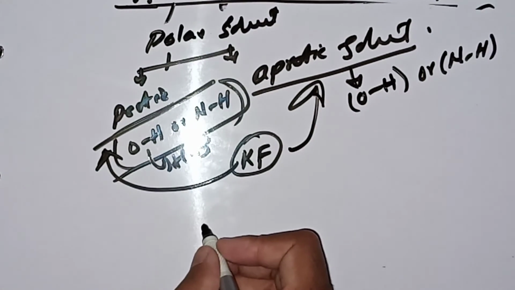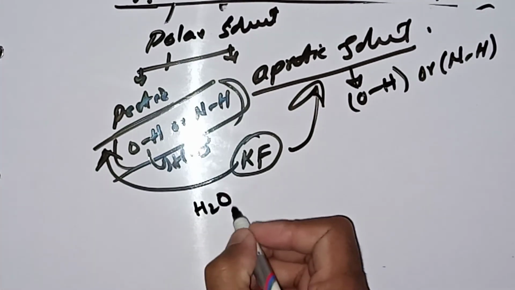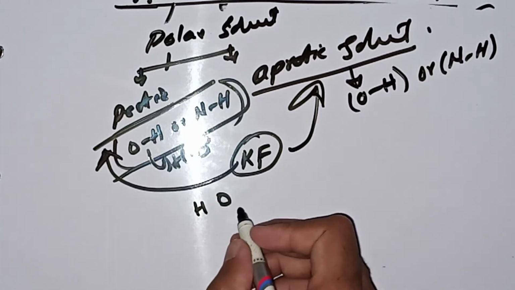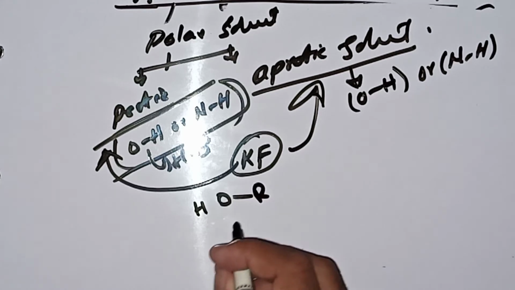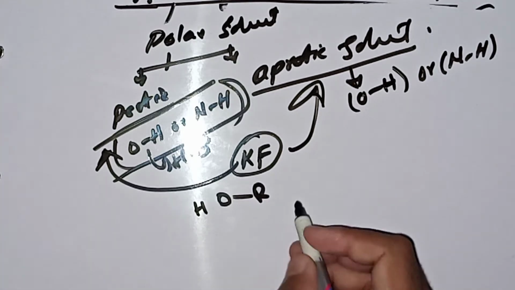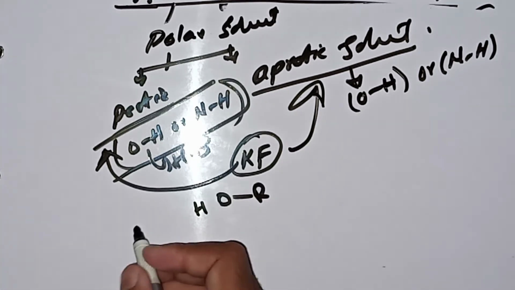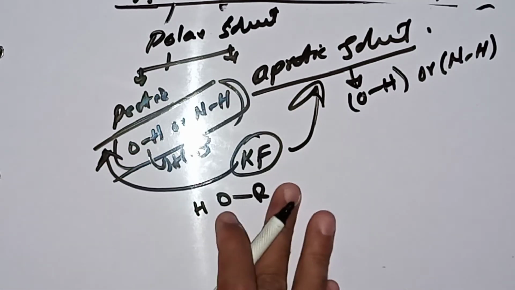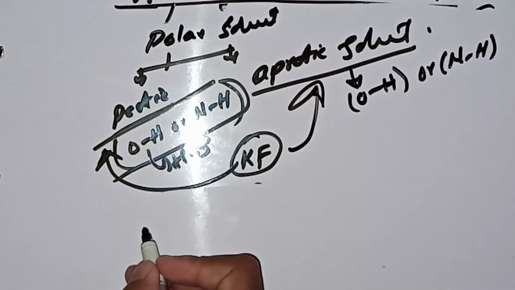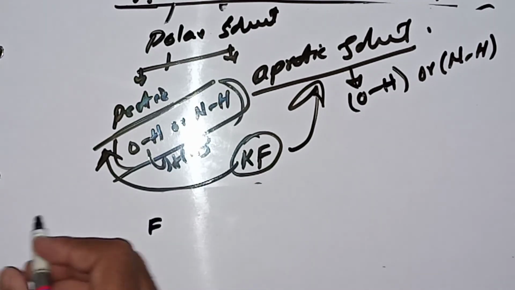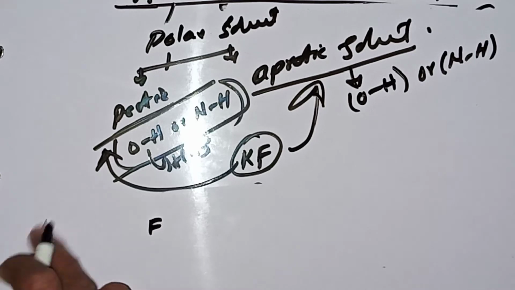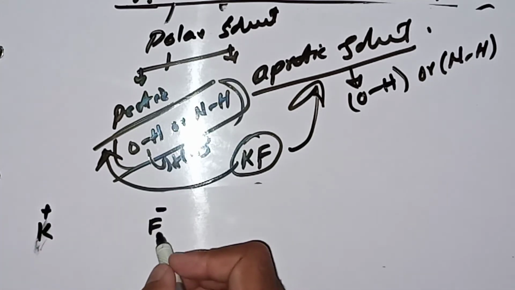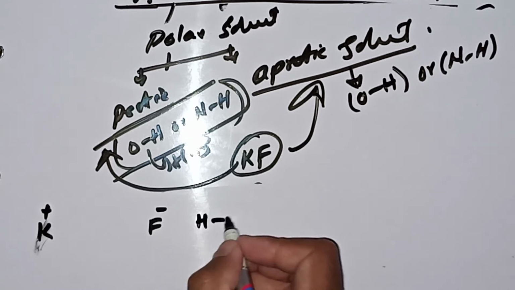Let's suppose you use water, H2O, or you use alcohol, sorry, not ether. When you use alcohol, what will happen? It will be like this. Here is the fluoride ion and here is K, so K plus and fluoride negative.